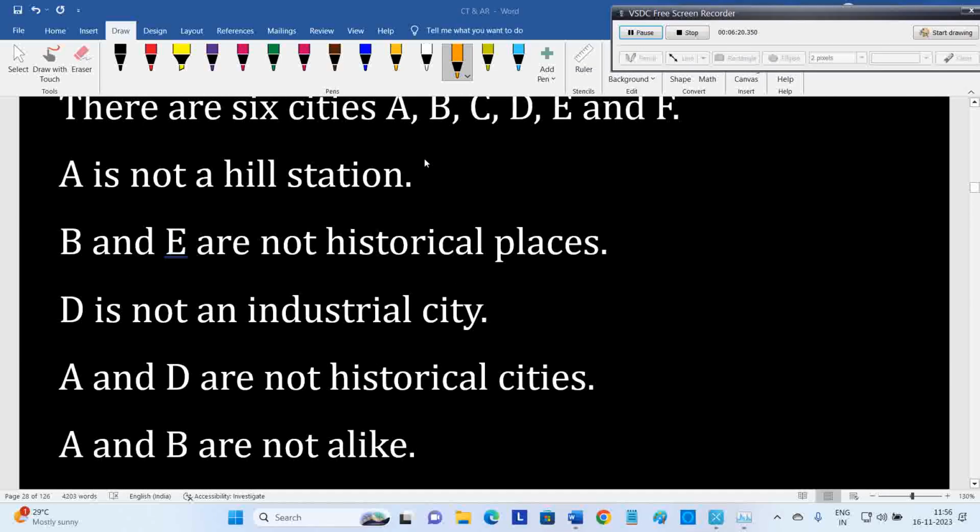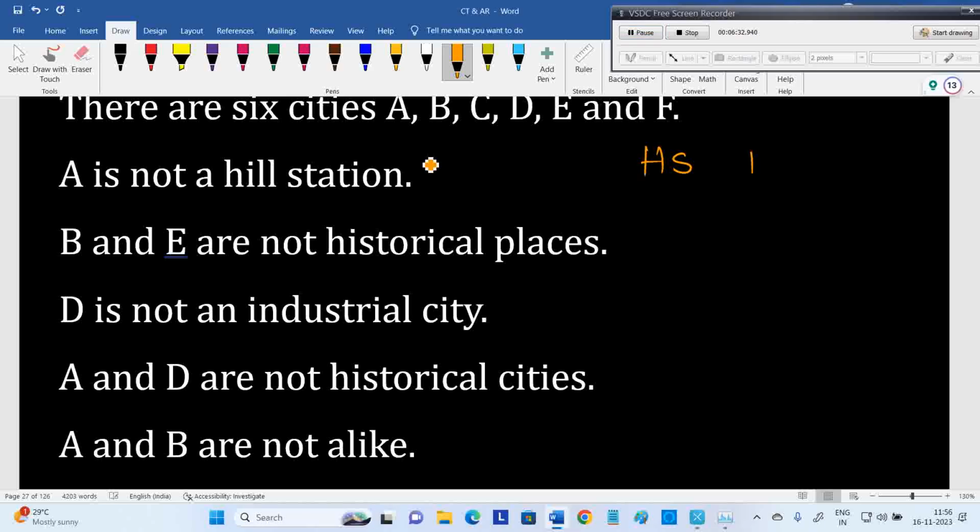For this question, this is the scenario. They're given the data. Industrial city is not given. They said this is not possible. First thing, hill station, which is not possible. Historical places, which are historical cities, is not possible. Industrial cities, which is not possible, they're given. Which is possible is not mentioned.